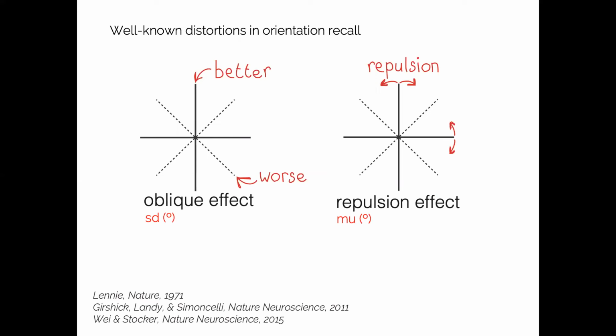Then the second distortion that has been fairly well studied now, a little bit less well known, is a repulsion bias. And this is really an effect on the mean of the distribution. What this means is that if you have an orientation that is close to vertical or horizontal, people will exaggerate its tilt away from those axes. What's important here is that previous work has really assumed that these biases stem from a common mechanism. And what I'll hopefully show you today is that that's probably not the case.